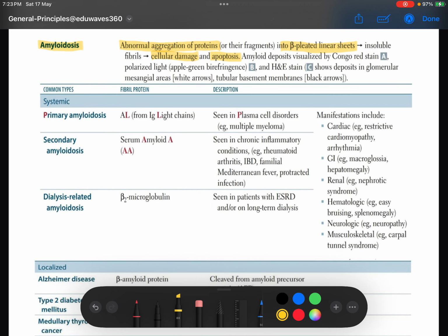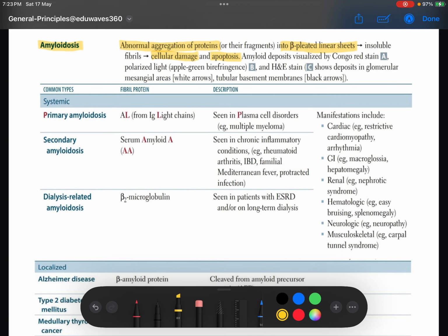So why can't the body clear them? Because they are insoluble and misfolded. If they were soluble, the body would dissolve that protein and excrete it with the waste materials. But here it is insoluble, so it's very hard to excrete. Think of amyloid as a toxic glue that damages organs wherever it gets deposited.